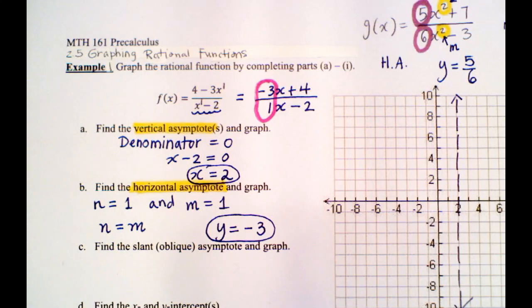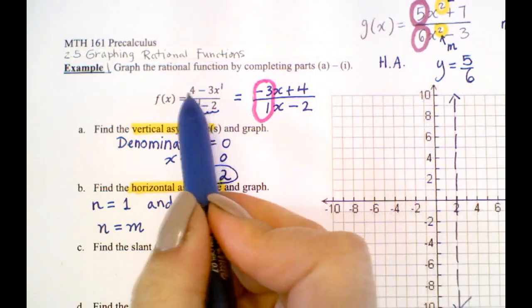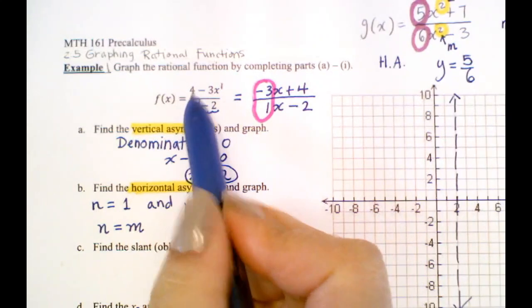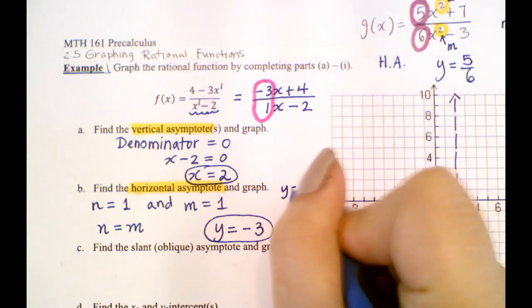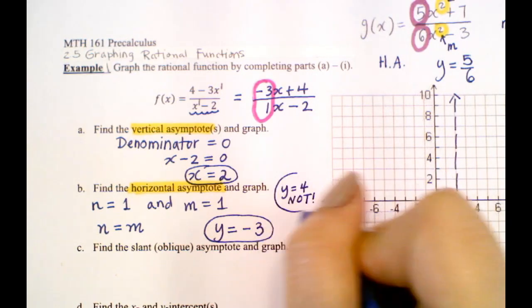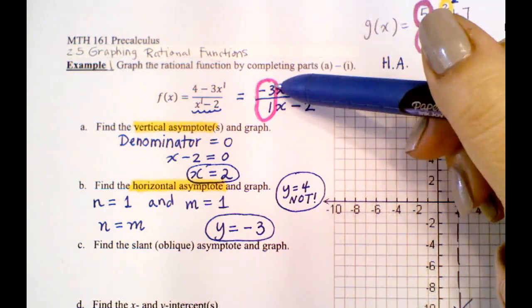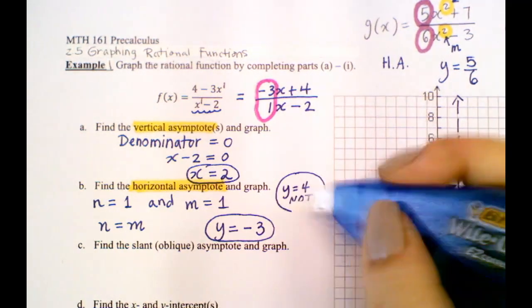Okay? The one that I give you for your classwork is also written in a way that the numerator is actually switched in order. So you just have to look very carefully. Very often people tell me y equals positive 4, okay? It's not y equals 4, because the leading coefficient is negative 3 on the numerator. I think I'm going to erase this because I don't want to confuse people.